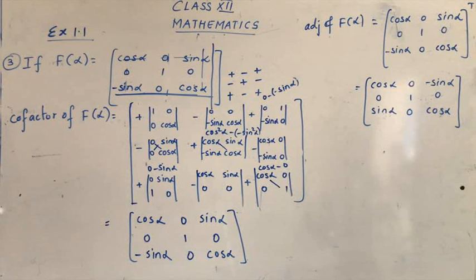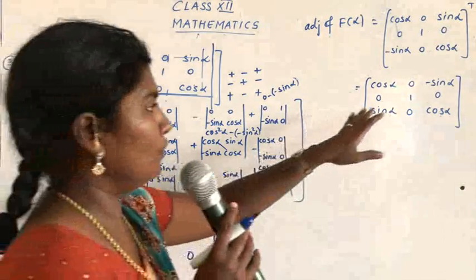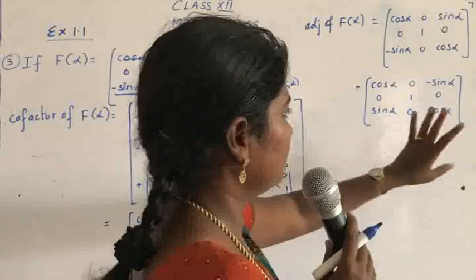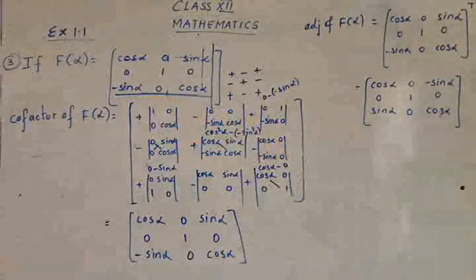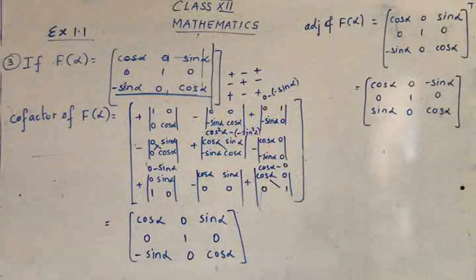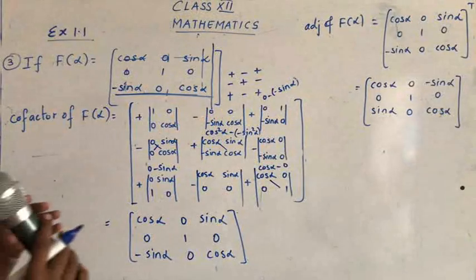Yes, so we have written this: cos alpha 0 minus sin alpha, 0 1 0, sin alpha 0 cos alpha. So we have found the adjoint of F alpha. Now what is our next step? We are going to find the A inverse. So let's find A inverse.